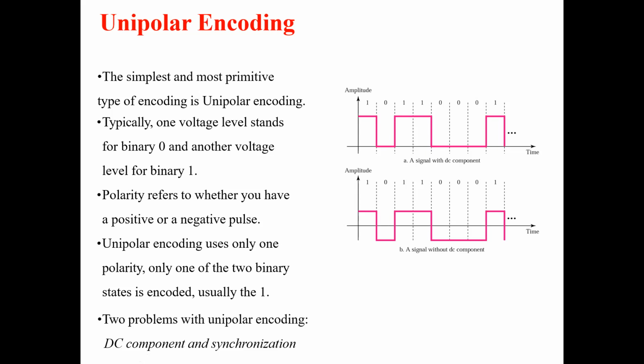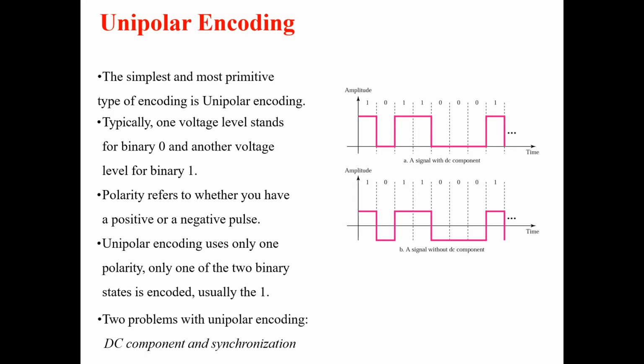Example, what does it mean? 1 is used for what? Positive high voltage, and 0 is considered as 0 voltage. From the figure, it's not clear, so we will go into the detail. What is unipolar encoding?